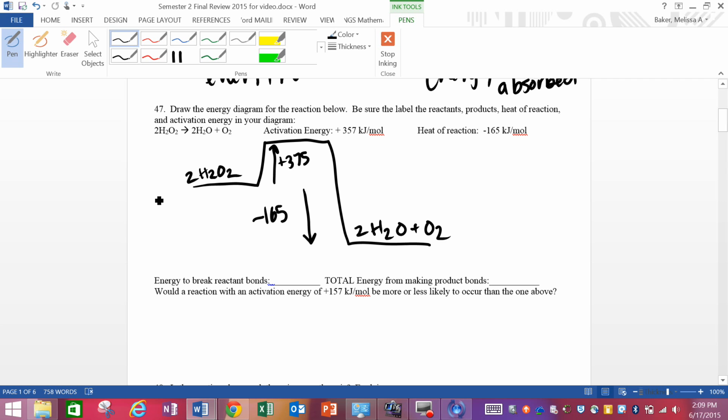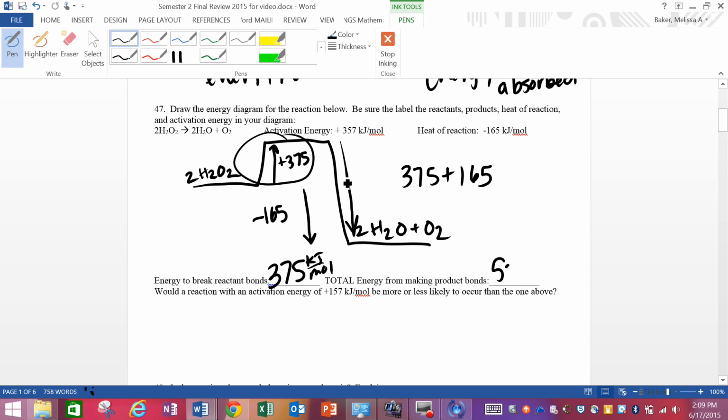So how much energy did it take to break the bonds? Remember, this is the part where bonds are being broken. So it took 375 kilojoules per mole. What's the total energy released from making the products? So we've got to add 375 plus 165. That comes out to be 522 kilojoules per mole.